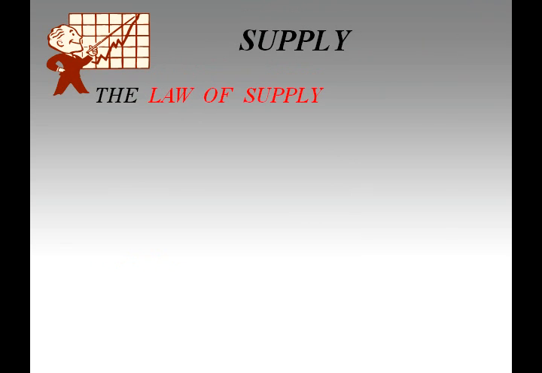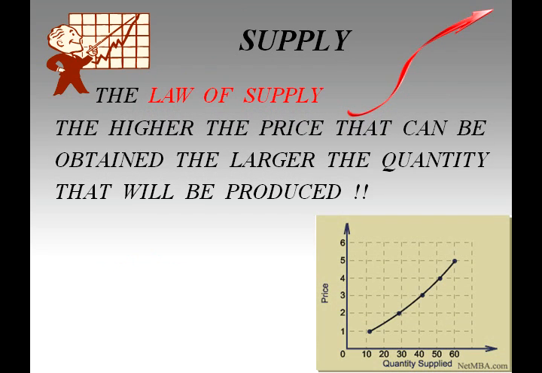That leads us right into our definition of the law of supply. The law of supply says the higher the price that can be obtained for a good or service, the larger the quantity that will be produced and supplied to the market. And that's clearly reflected in our chart. For example, if you look at a price of 5, far more is being supplied of a good or service to a market at a level of 60 in this chart than at a price of 1.